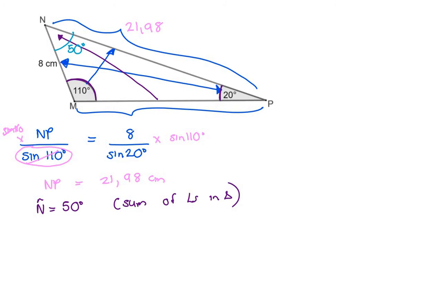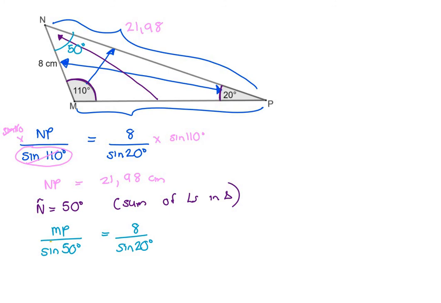Now you're looking for MP, so put MP at the top. So MP divided by sine of the angle opposite it, so that's 50, must equal, and I always pick what I know to be true. I know 8 over sine 20. My 21.98 is rounded, and so I try to stick away from that.